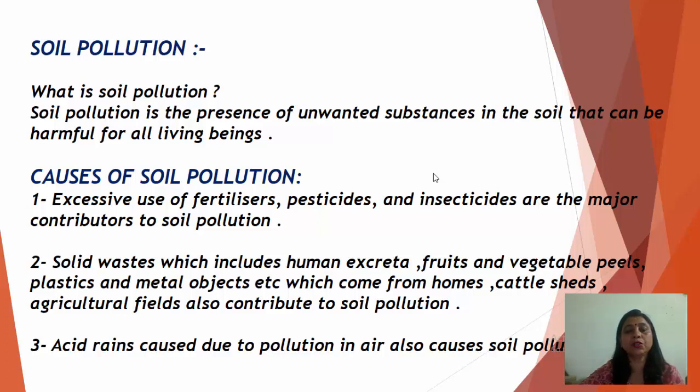Acid rains caused due to pollution in air also cause soil pollution. We know acid rains: when the air gets polluted and rain falls, all these gases, carbon dioxide, sulfur dioxide, nitrogen oxide, they all mix with the water and form acids.